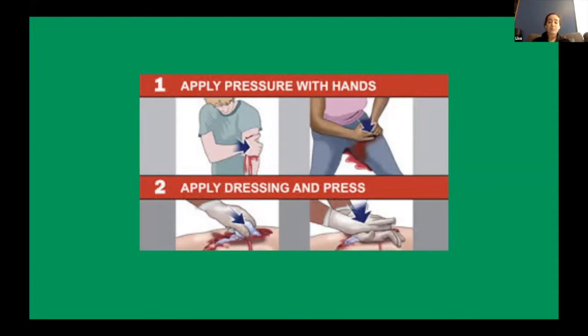Another thing is you can also apply pressure not just directly over the wound, but to a vessel that's proximal to the wound in order to have a more bloodless field to be able to visualize where the bleeding is coming from.